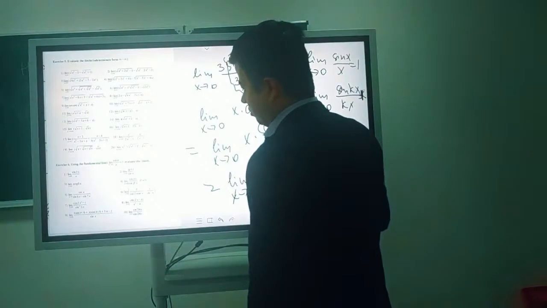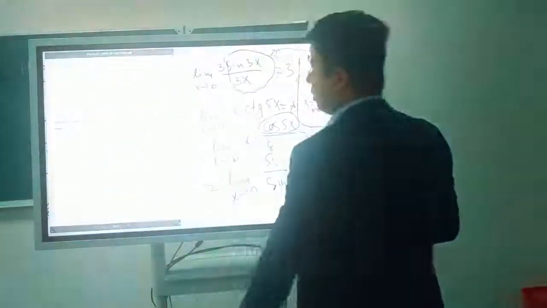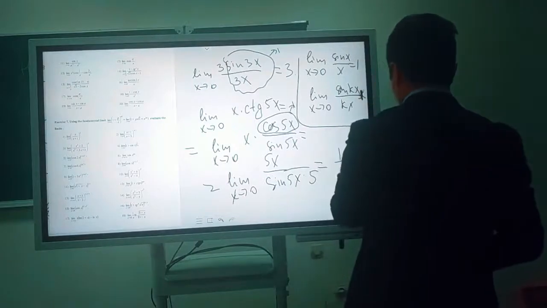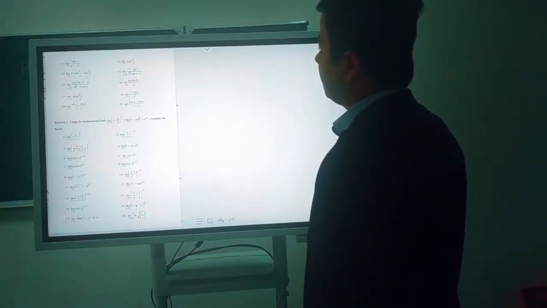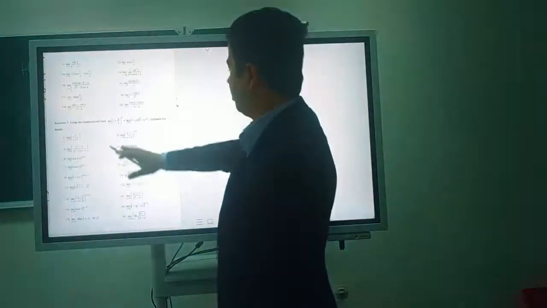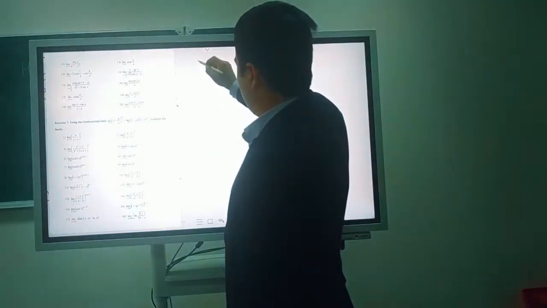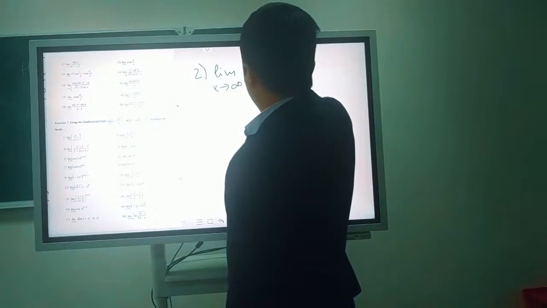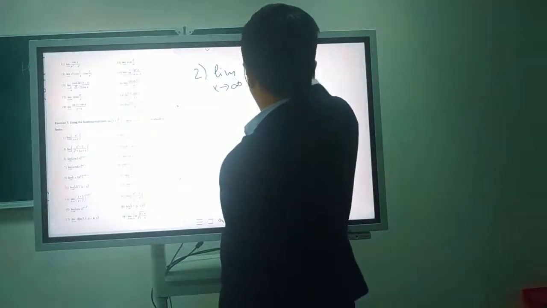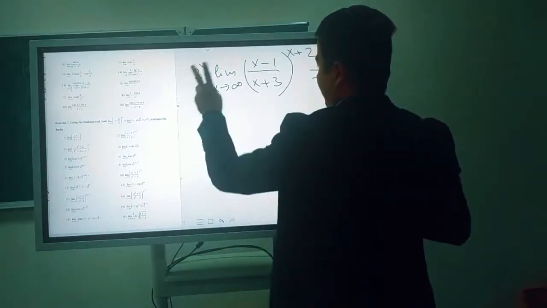Okay, now the next one. Let's show one example from this second fundamental limit. For example, here, number 2. Limit x tends to infinity, (x minus 1 over x plus 3) to the power of x plus 2. So how can we find the limit using the second fundamental limit?